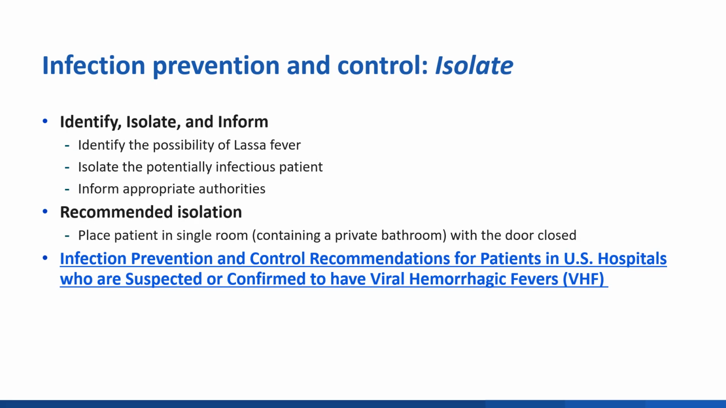With regards to infection control, early identification of suspect Lassa fever patients is key. Identify, isolate, and inform is used to describe the initial process of identifying the possibility of a pathogen, isolating the potentially infectious patient to protect healthcare providers and the community, and informing the appropriate authorities. While evaluating a patient for Lassa fever, it is important to maintain a posture of recommended infection control in the healthcare facility while providing effective care.